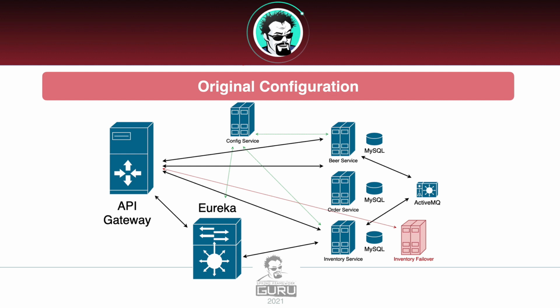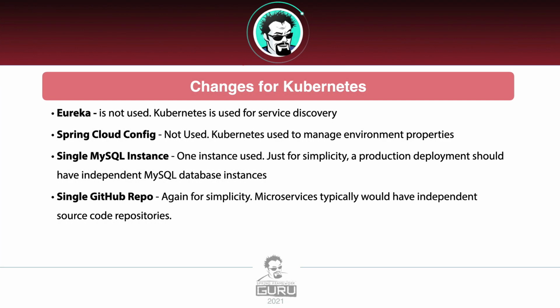Now, some of the changes that we are making for a Kubernetes environment: we're not going to be using Eureka. Kubernetes is going to be used for service discovery, so we are removing that from the old config. Spring Cloud Config, we're also not using that. We're going to use Kubernetes to manage these environment properties.